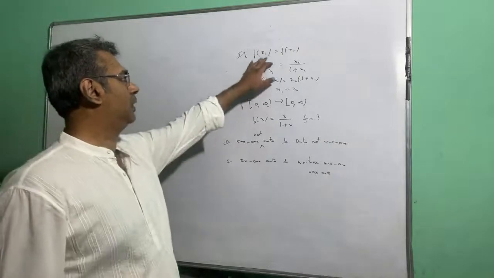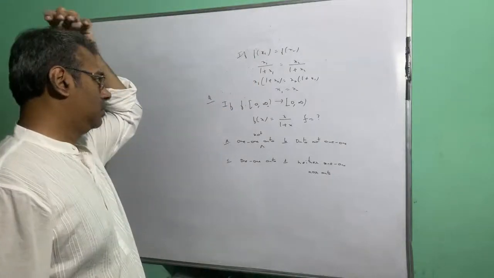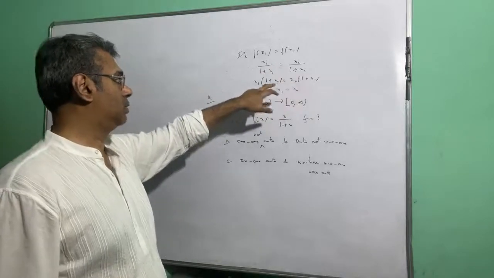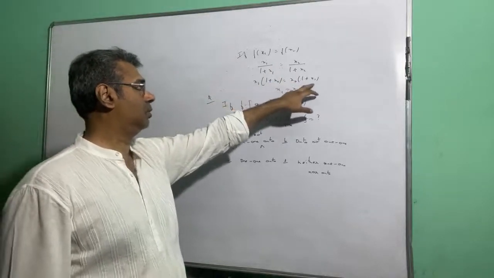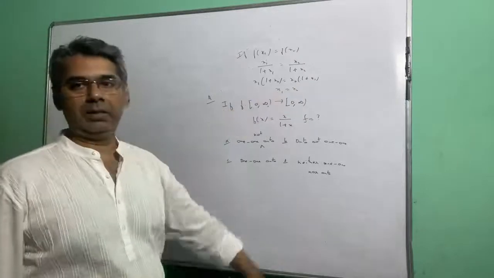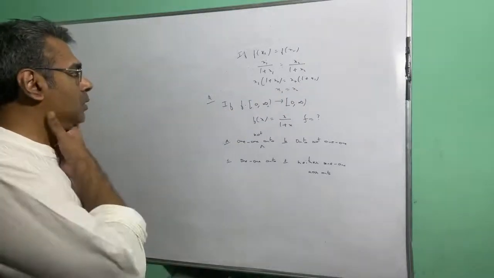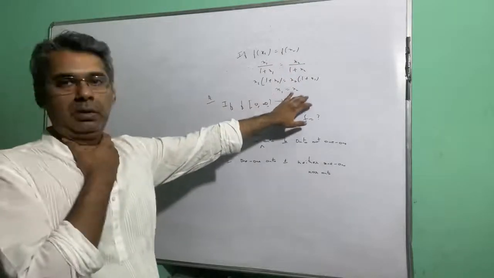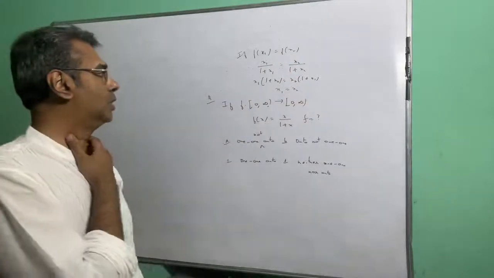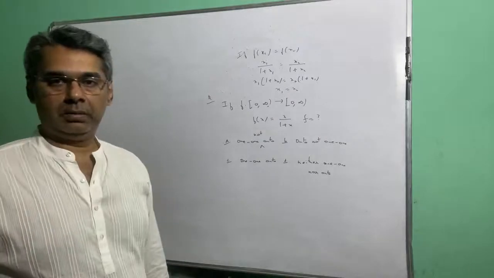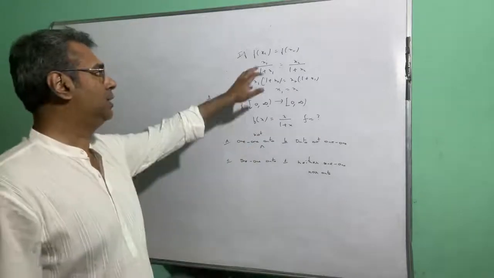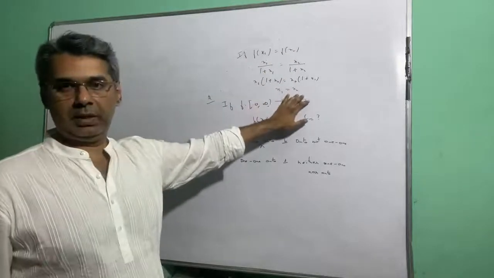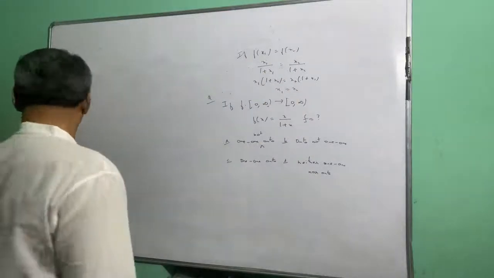So f of x1 equal to f of x2 means x1 by 1 plus x1 is x2 by 1 plus x2. So x1 into 1 plus x2 is x2 into 1 plus x1. So if you cancel, you will get x1 equal to x2. So by taking f(x1) equal to f(x2), we got x1 equal to x2. This clearly shows that the function has to be 1 to 1. There is no other option. Whenever f(x1) and f(x2) are equal, automatically x1, x2 are equal. That means it is 1 to 1.